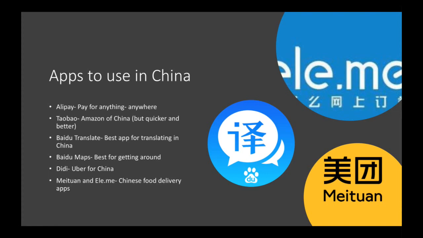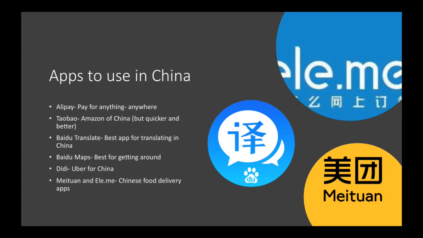Each city has a different one that's kind of dominant. So some of you will be using Ele.me and some of you will be using Meituan throughout your time in China, depending on the city where you're going to be. But these food delivery services deliver from every single restaurant in your city, guaranteed. From fast food Western restaurants to your favorite Chinese restaurant.